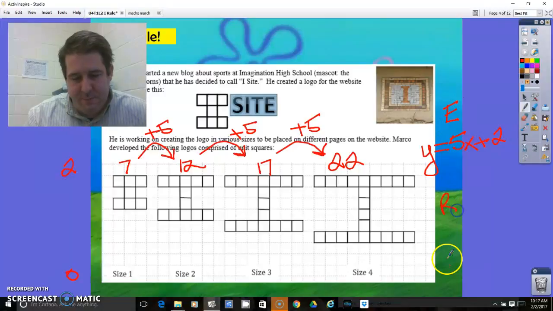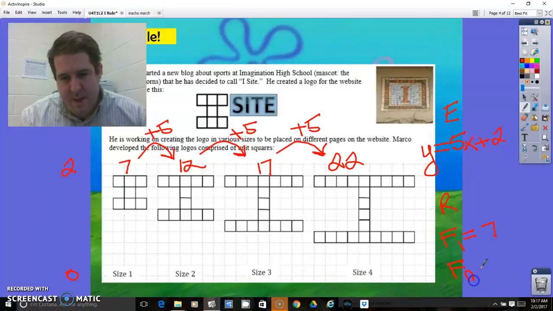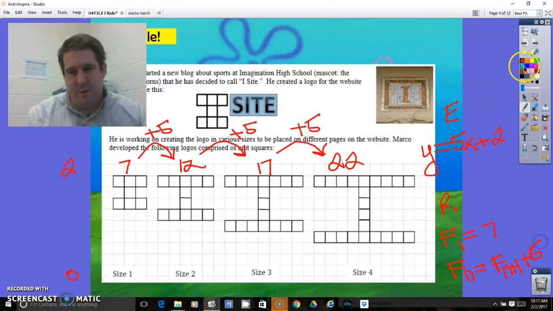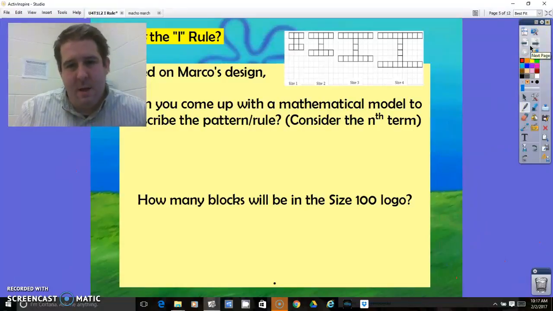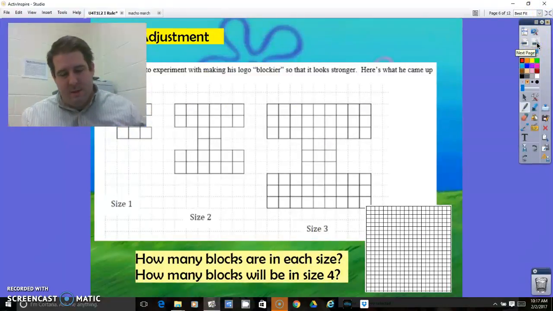The recursive formula would be starting point, F of 1 is 7 blocks. F of any number is found by taking the previous term and adding 5 to it. Okay, so that's all really a review of what we had done in the last unit, because that was a linear equation. So now we're going to look at this new pattern, which looks the same.